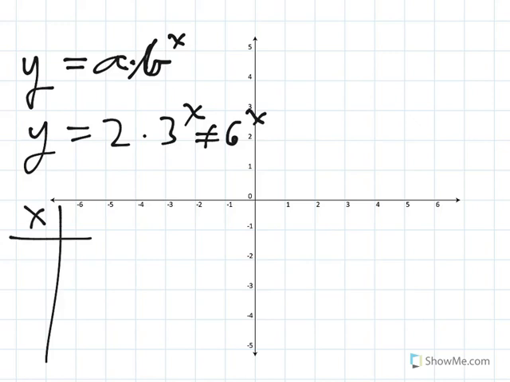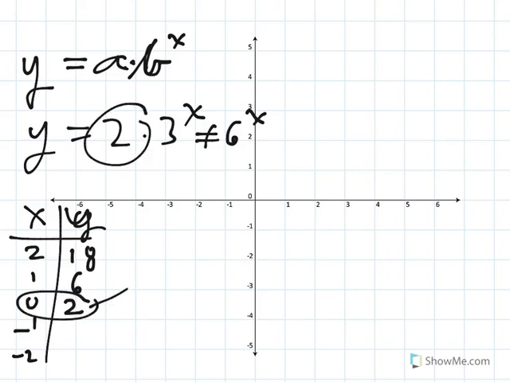And if I made a chart, x, y, 2, 1, 0. When I put 2 in for x, I get 3 squared, which is 9 times 2, which is 18. And 1 in for x becomes 3 to the 1, which is 3 times 2 is 6. And when I put 0 in, I get 2 times 3 to the 0, which is 2 times 1, which is 2. So the y-intercept, at least when there's no c value, will be the value of a.